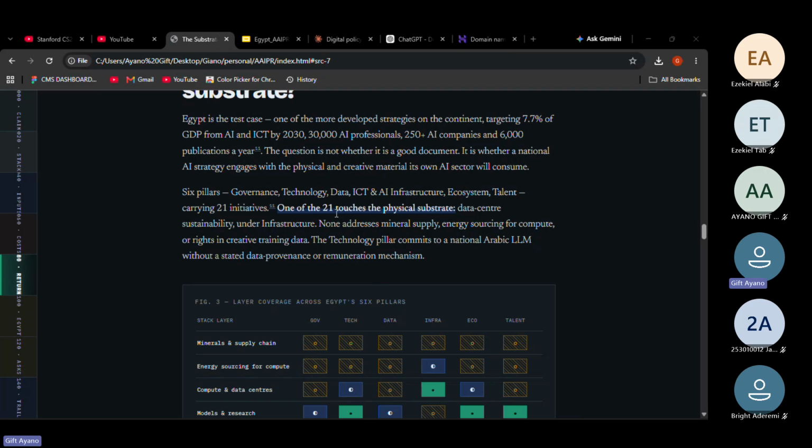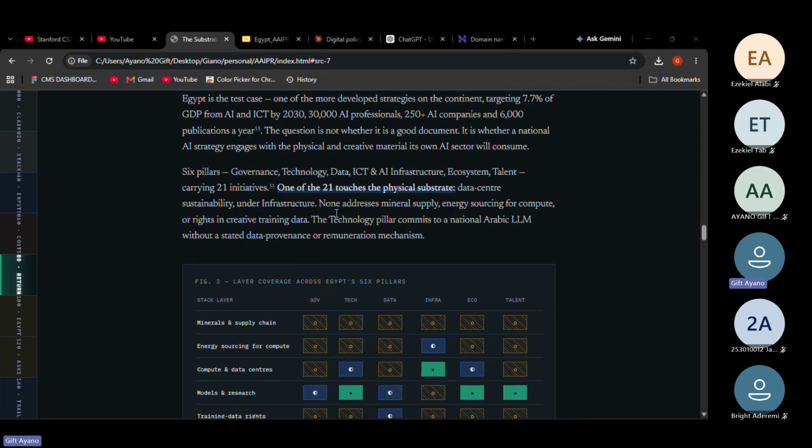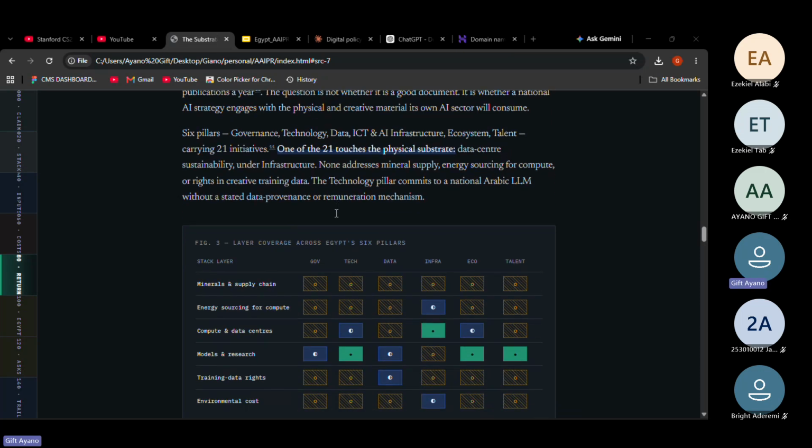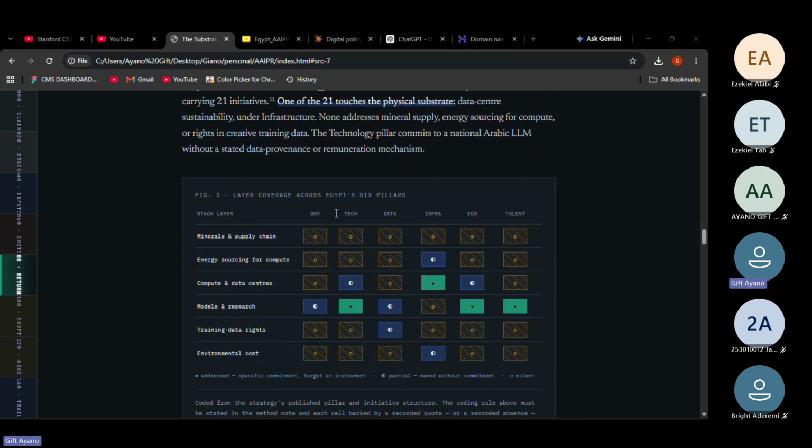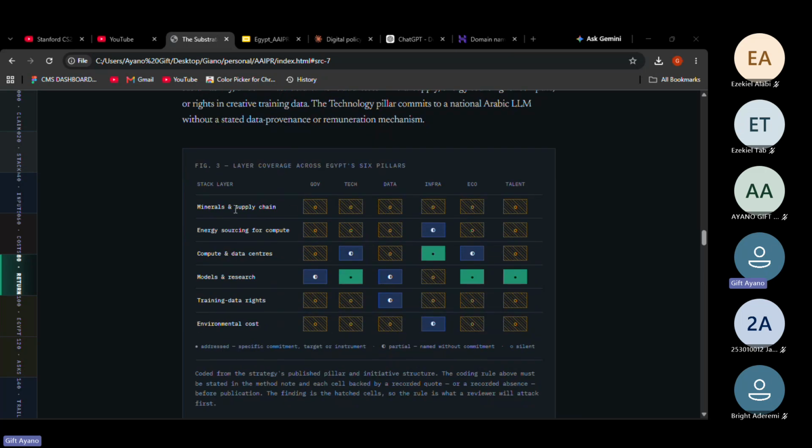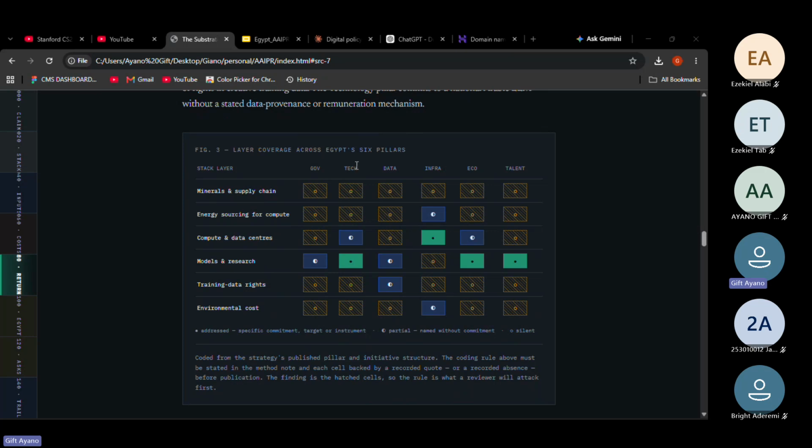Basically, using Egypt as a case study, Egypt has a lot of flaws. I'm not ready to correct them, but using them as a case study now, they have quite a lot of things to improve on. Talking from this perspective, looking at Egypt as a case study, there are 6 pillars on minerals and supplies.